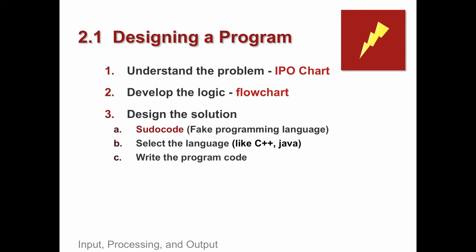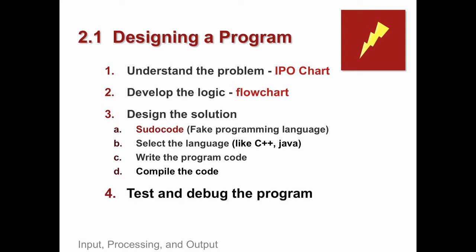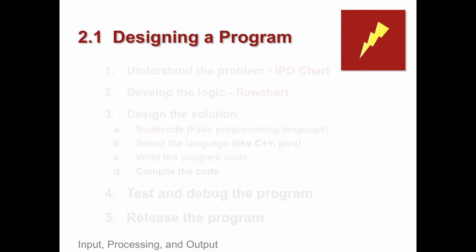Then we'll write the program code. And then we'll do what is called compiling. And compiling is actually taking the code that we wrote in English and changing it to machine language. Now, don't forget that that computer only speaks ones and zeros, so we've really got to dumb it down. Once we get that done, we're going to test and debug the program. That's going to take a while. And then the last thing we're going to do is release the program to the users. So let's go through this process step by step.